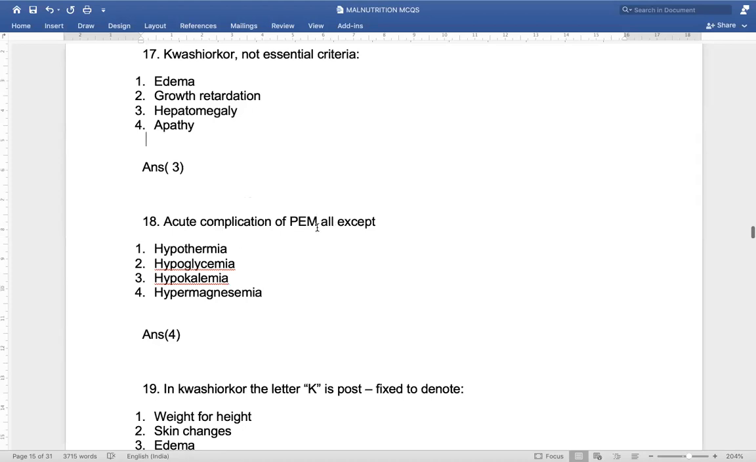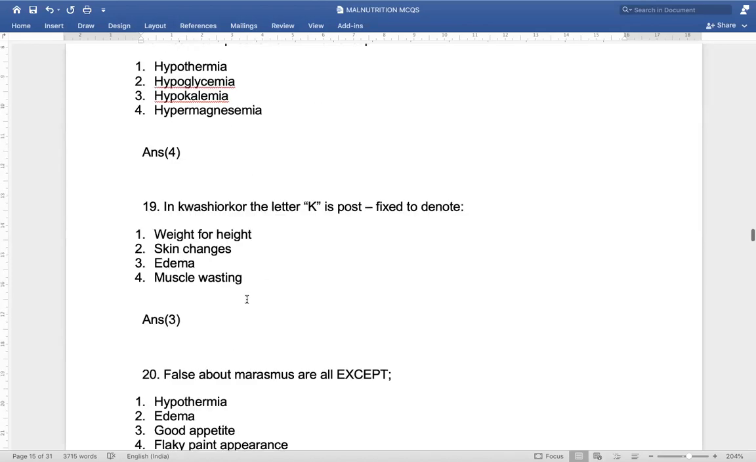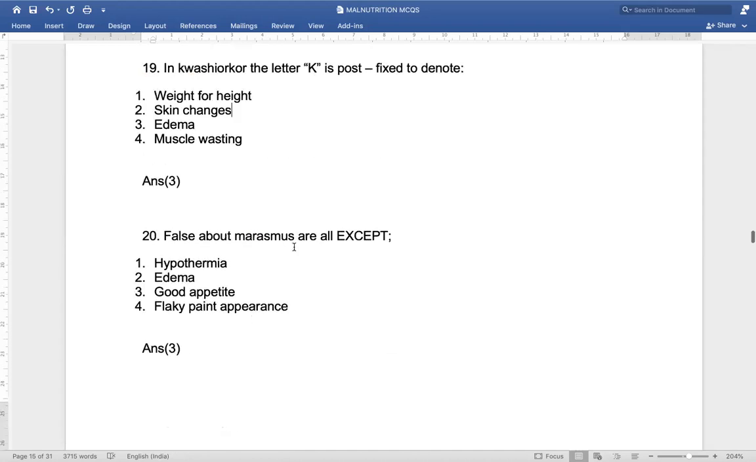So acute complications of PEM, all except something hyper will be given. So I look for that word hyper. So you can just easily look into it. So in kwashiorkor, the letter K, which you can keep at the end of the designation, what does it signify? Presence of edema. If the edema is present in a kwashiorkor child, you can add a letter K at the end of the diagnosis. Okay.